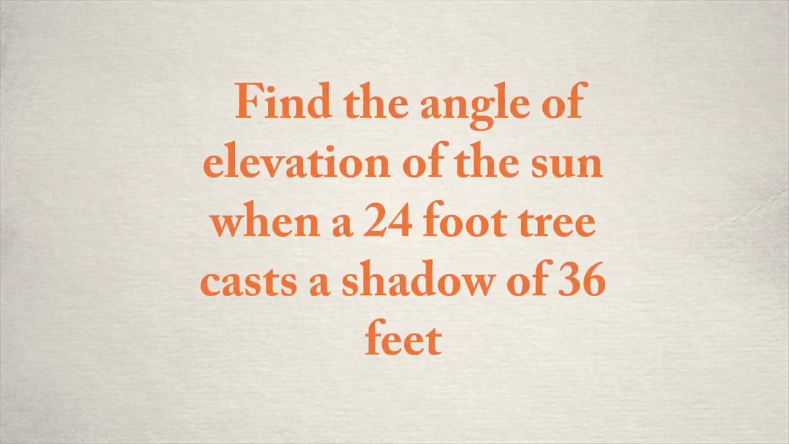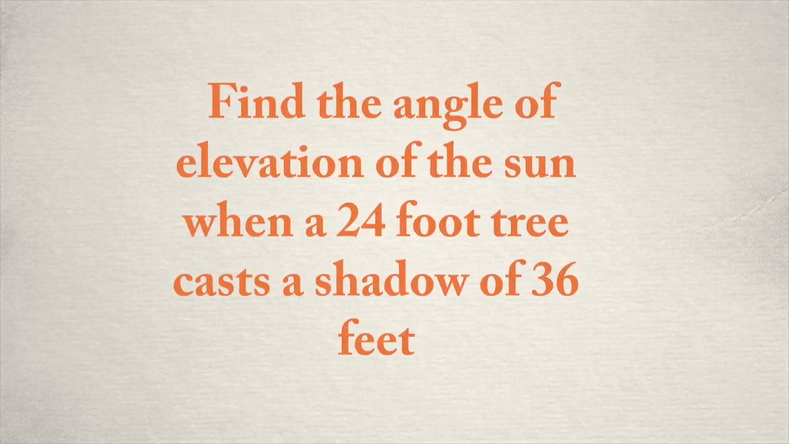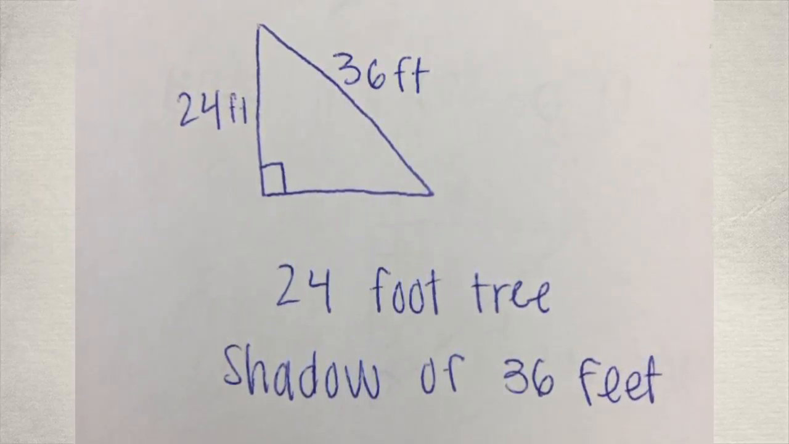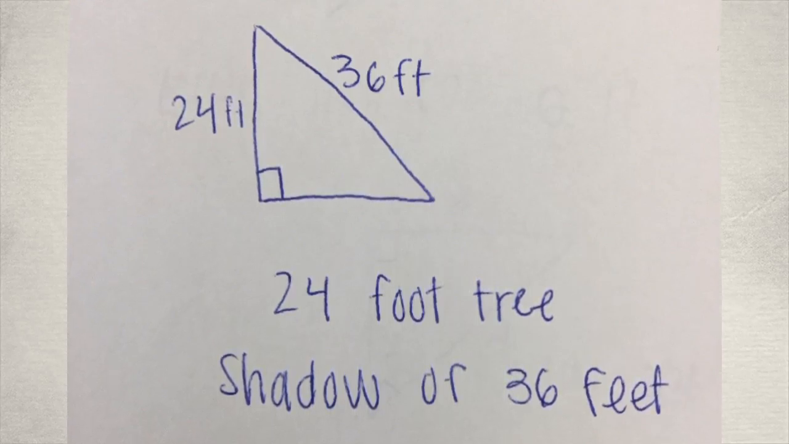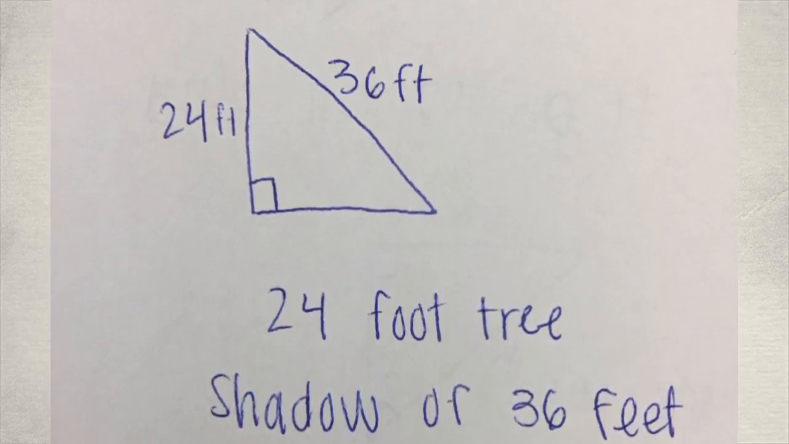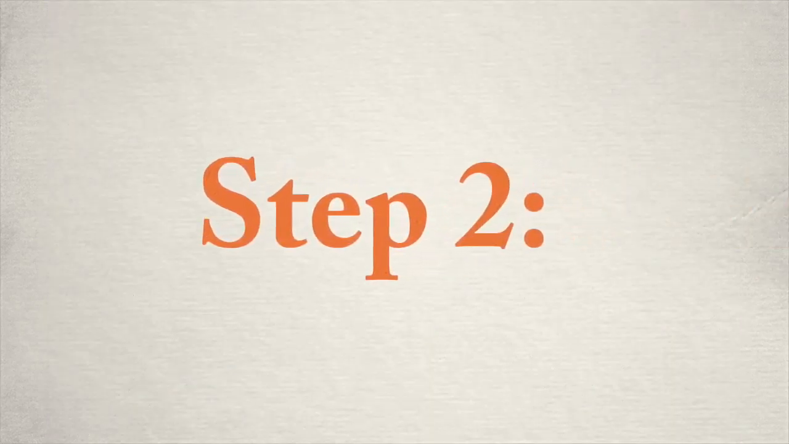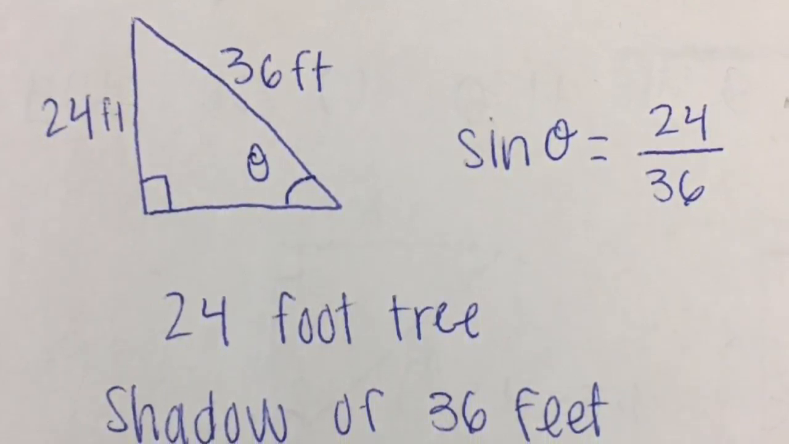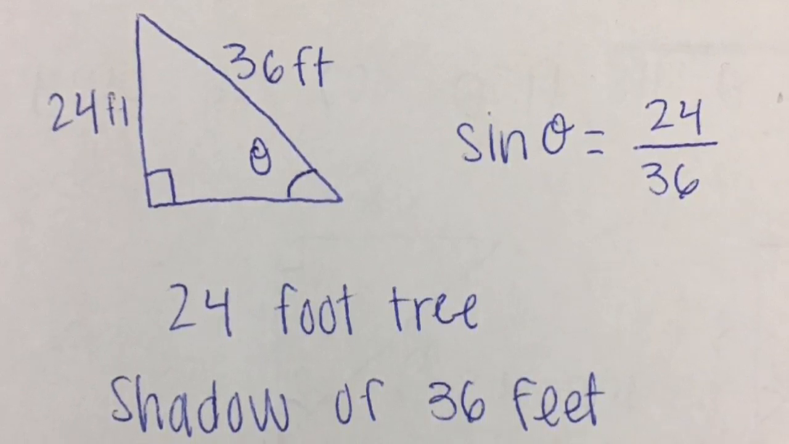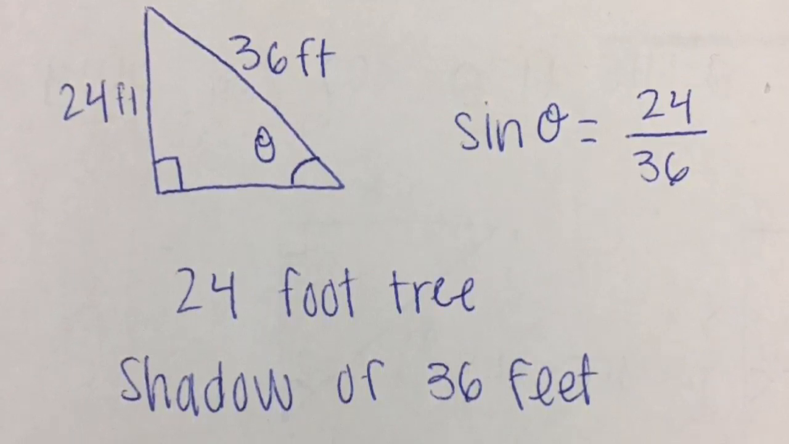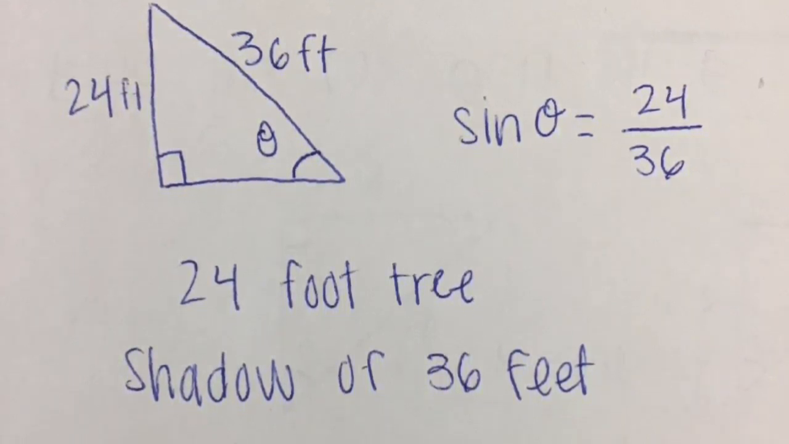Find the angle of elevation of the sun when a 24-foot tree casts a shadow of 36 feet. The key word is that the tree is 24 feet tall and the shadow is 36 feet. So you know that the 36 is the hypotenuse and the 24 is the other side. You're trying to find the angle of elevation. So you would use sin theta because you know the opposite and you know the hypotenuse. So you would just plug that into sin theta, so it'd be 24 over 36.